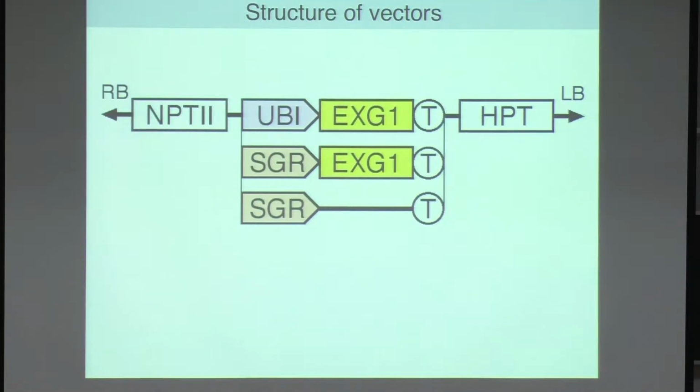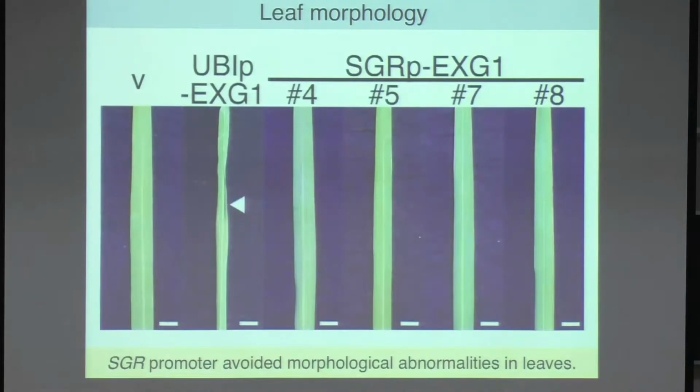So we made these vectors for rice transformation. This is a constitutive promoter, and this is the SGR promoter, which induces gene expression upon senescence. And this is a control that contains only the promoter and no gene. First, we checked the leaf morphology. This is a control plant, and we can see a very normal leaf. This is a constitutively overexpressing plant, where again we detected separation of the leaf. And these are SGR EXG1 plants, in which the leaves are very normal, not different from the control plant. So the SGR promoter avoided morphological abnormalities in leaves.